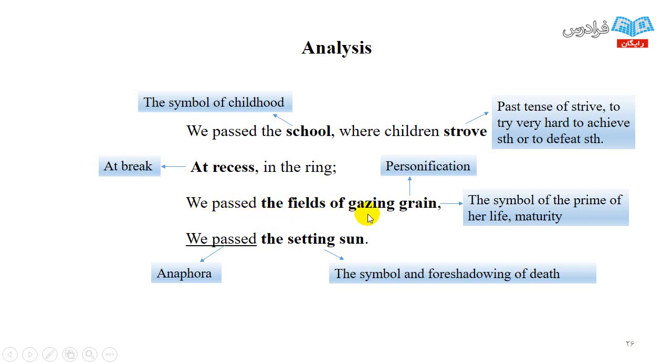We passed the fields of gazing grain. We passed the setting sun. The fields of gazing grain are the symbol of the prime of her life or maturity. The ripened grain seem to stand and look at the carriage as it passes. So the fields of gazing grain are personified. The setting sun is the symbol and foreshadowing of death. In this stanza we have the example of anaphora. Anaphora is a repetition of a word or phrase at the beginning of a number of lines or sentences. We passed is repeated three times here.